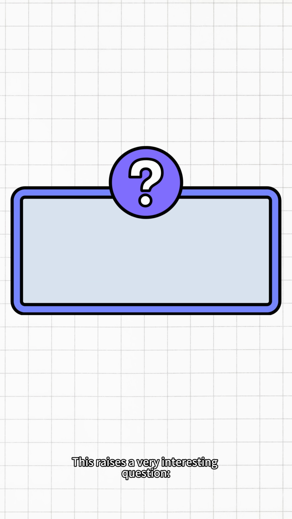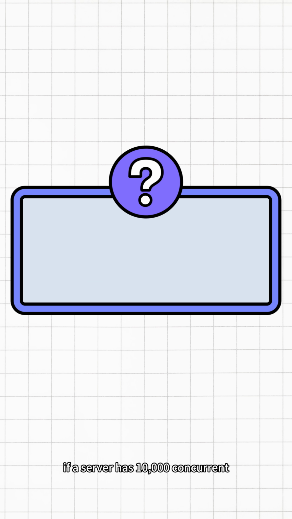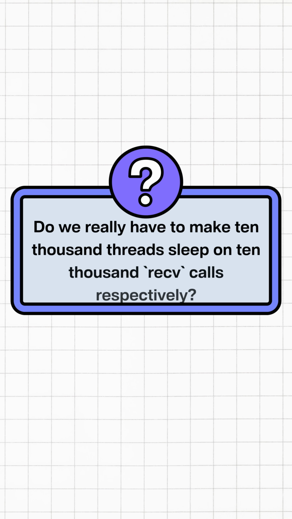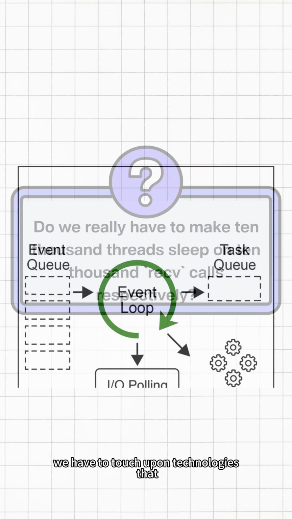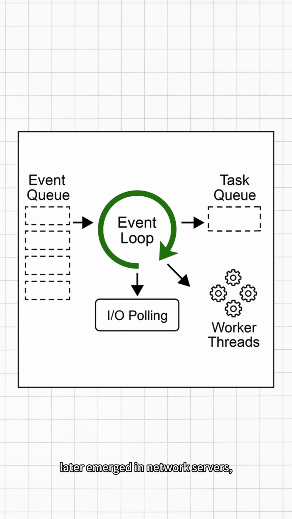This raises a very interesting question. If a server has 10,000 concurrent connections at the same time, do we really have to make 10,000 threads sleep on 10,000 recv calls, respectively? To answer this question, we have to touch upon technologies that later emerged in network servers, such as I/O multiplexing, event loops, and APOL.